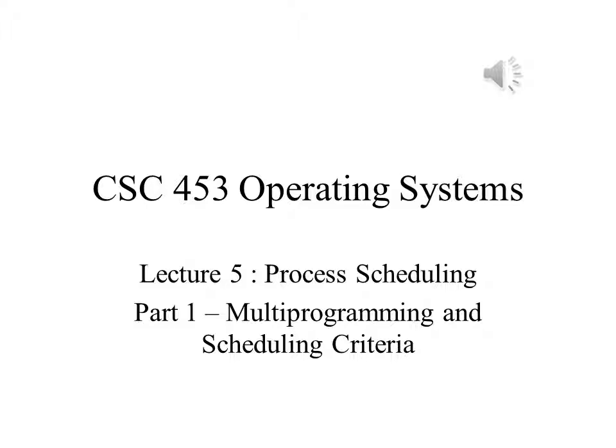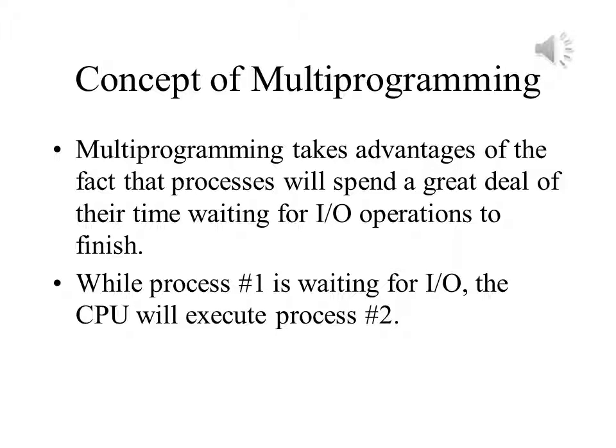In part 1 of lecture 5, we will discuss multiprogramming and process scheduling criteria. Most modern computer systems use multiprogramming. As a matter of fact, the only systems that do not use multiprogramming are single-tasking systems, like the original PC. Multiprogramming allows us to create the illusion that the computer is doing several things at the same time.